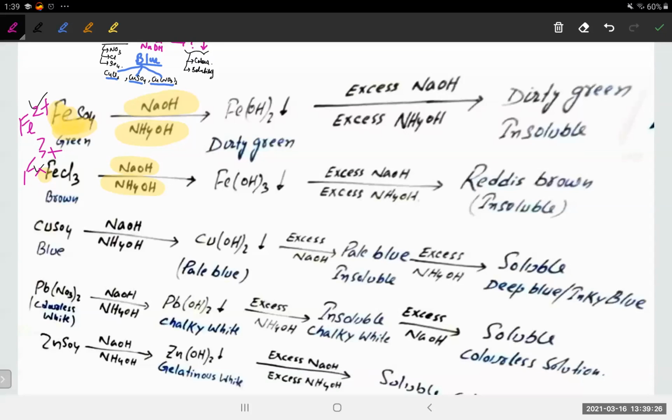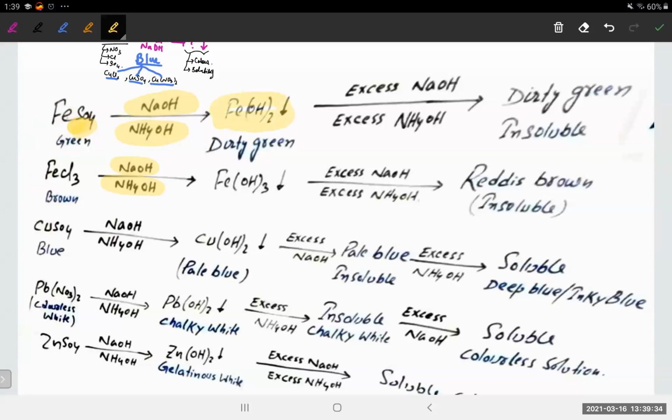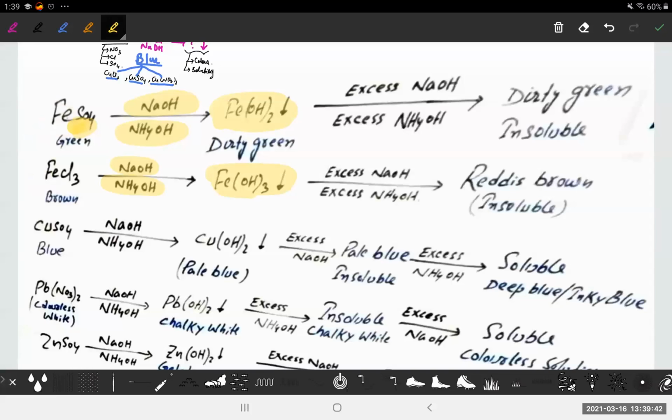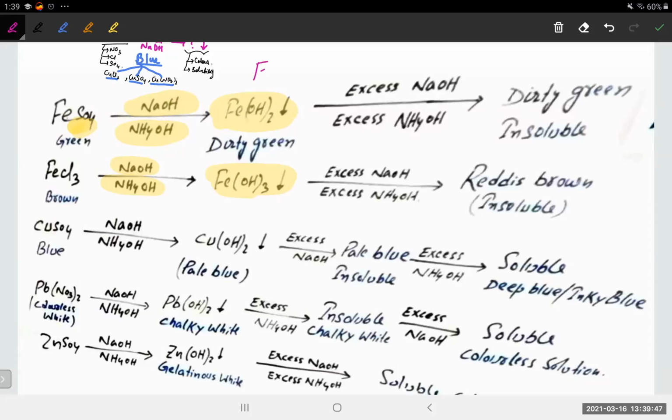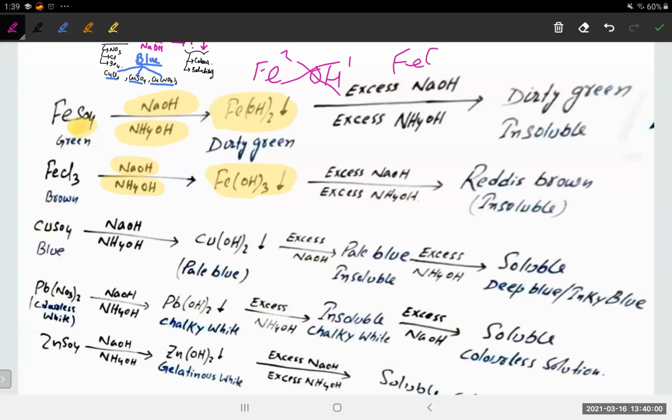Now let's see what's happening in the reactions. First of all, we'll get the hydroxide as the precipitate. In every example you can see we are getting a hydroxide. Here we'll get Fe(OH)2 because the valence is 2. Fe2+ and OH- will cross multiply and we'll get Fe(OH)2. Like this the reaction is happening.